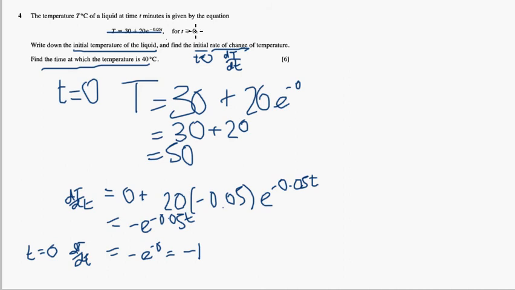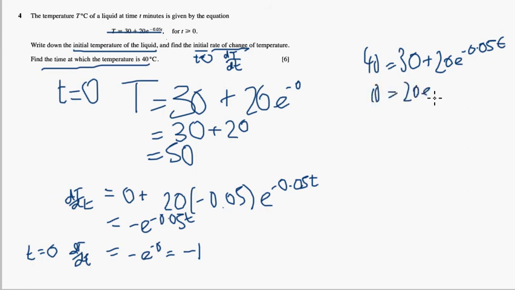Well, we already know what the equation is, so we just need to solve it. We sub in 40 here into big T and work out what t is. So 40 equals 30 plus 20 e to the minus 0.05 t. Take 30 away from both sides. 10 equals 20 e to the minus 0.05 t. Divide by 20, 0.5 equals e to the minus 0.05 t.